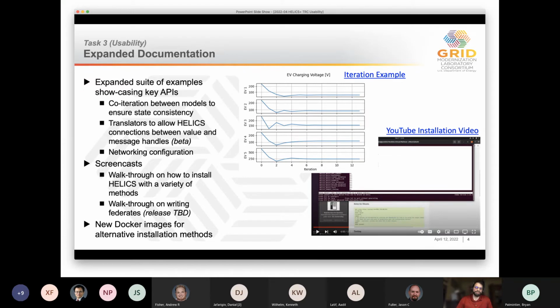And then last but not least, we've been working on Docker images and have a small suite of Dockers that we are making available that have various versions, is not the right word, but various language bindings included in them for those who prefer to interact with Helix in that way.